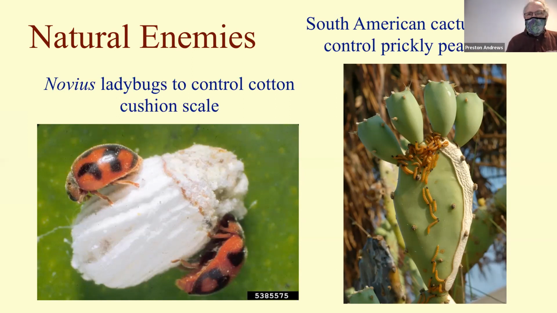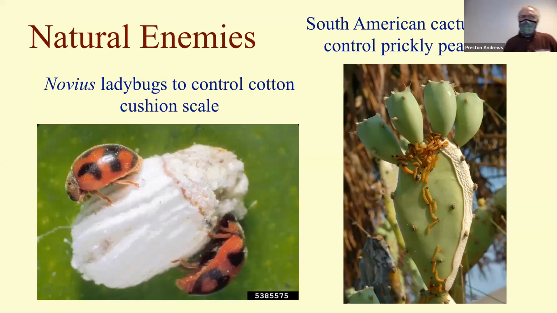But the cactus just overran wherever it was planted. And so they brought in the South American cactus moth to control it, and it essentially has wiped out the prickly pear in Australia as an invasive species. The problem now with the cactus moth is that it has gotten up into Florida and is moving west, and it is endangering our own native cacti.